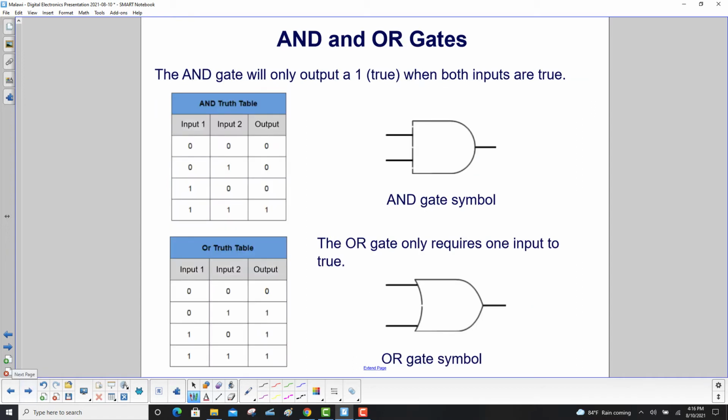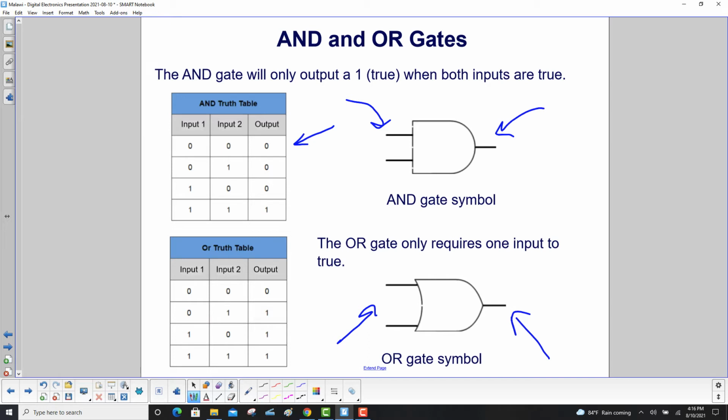We'll cover the AND and OR gates on one slide. Both have 2 inputs and 1 output. The AND gate will only output a 1, which is true, when both inputs are true, or 1. So let's make sure that works.